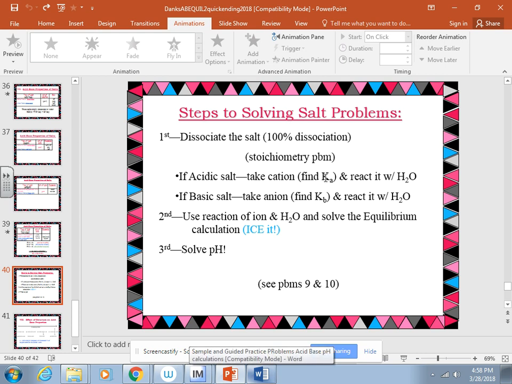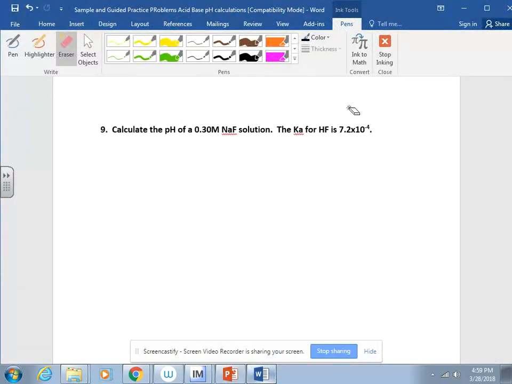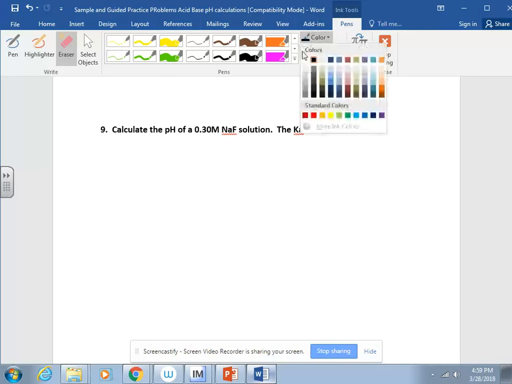So this is part 2 of how to solve acidic and basic salt problems. And we're going to be using problems 9 and 10 from your guided practice worksheet. And you may want to have these 3 steps kind of handy as we practice these, just to refer to, because these are the steps we're going to follow to calculate the pH of these solutions. Okay, so let me get everything lined up here.